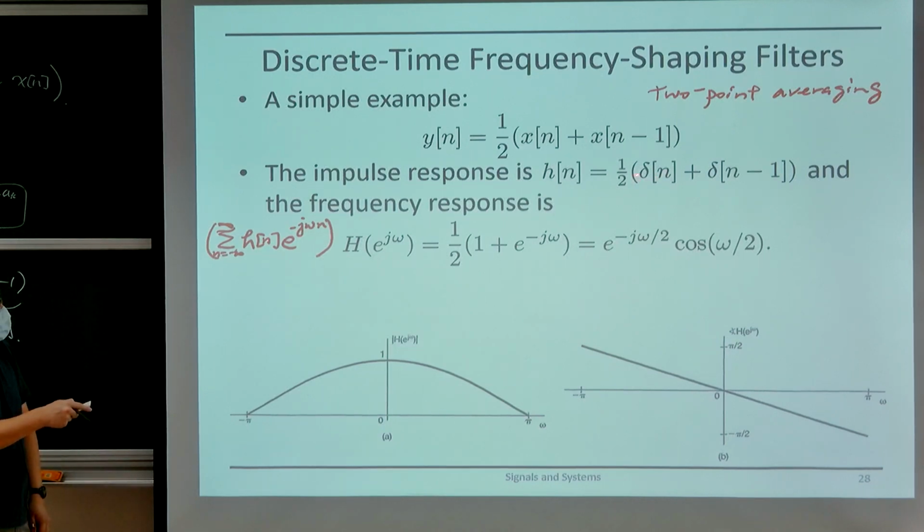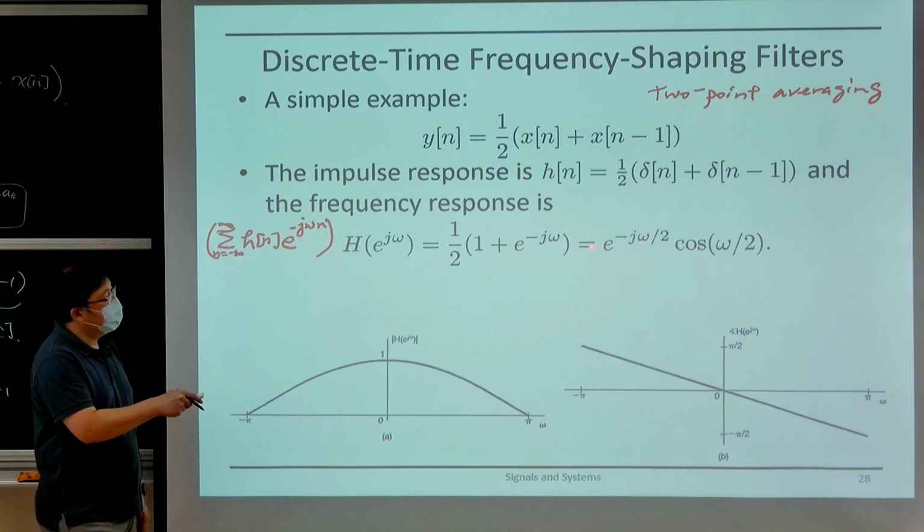Right? At n equal to 0, this is 1/2. So you have 1/2 times e to the 0 is 1. Okay? So when n is 1, you again have 1/2, right? 1/2 times e to the minus j omega times 1, right? So you have 1/2 times e to the minus j omega. Okay? So this is your frequency response.